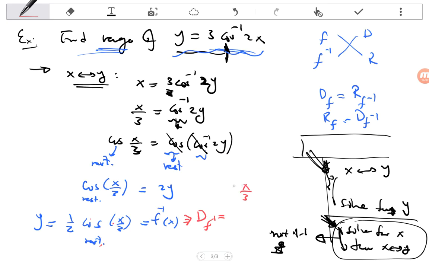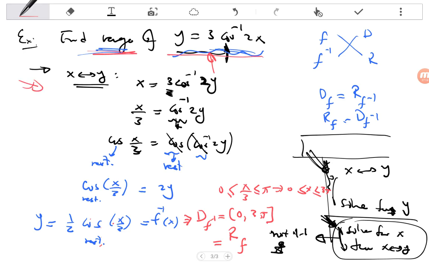It is its restricted domain, which is from 0 to pi. So I will have x from 0 to 3 pi. And that's why the domain of f inverse will just be 0 to 3 pi, which is exactly the range of the given f. Okay? That is one way to find the range of this function.